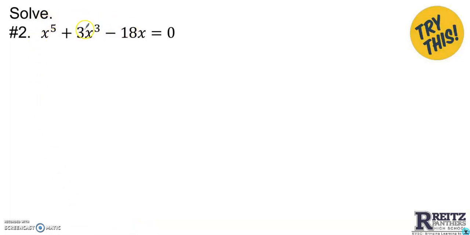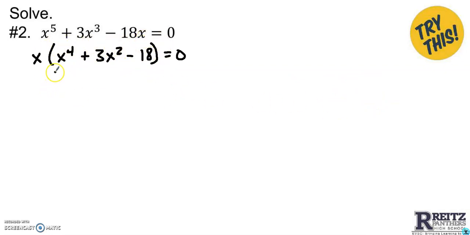There is a greatest common factor in number 2 that can be factored out of the left-hand side here. It's x. If I pull out an x, what I'm left with is x to the 4th plus 3x to the 2nd minus 18 equals 0. And this expression here will factor because it is of that quadratic form, one of the crazy factoring examples.